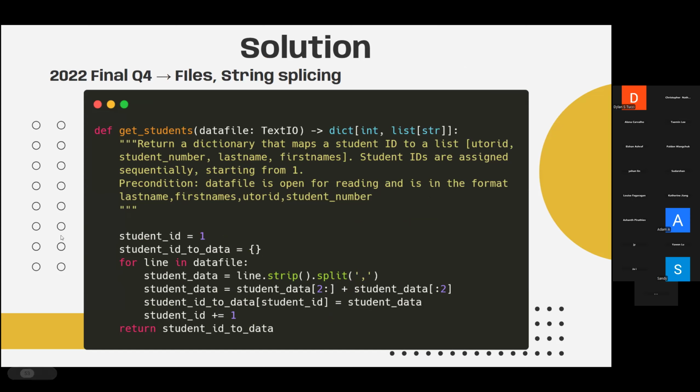And then line will go to the next line, and we will do the same process until we reach the end of the file. And at the end of the file, we will return the dictionary.